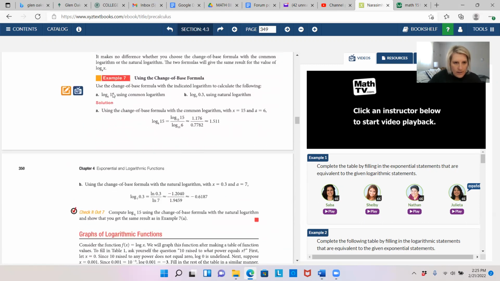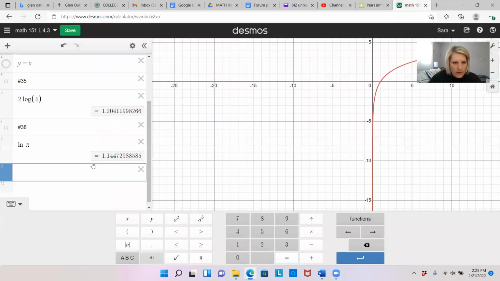So you can see here they did that in example 7, log base 6 of 15. They said, okay, we're going to do the log base 10 of 15 over the log base 10 of 6. That's where the 15 is over the 6, but you're using log base 10 in your calculator to get 1.511. And we can do that same one in our calculator.